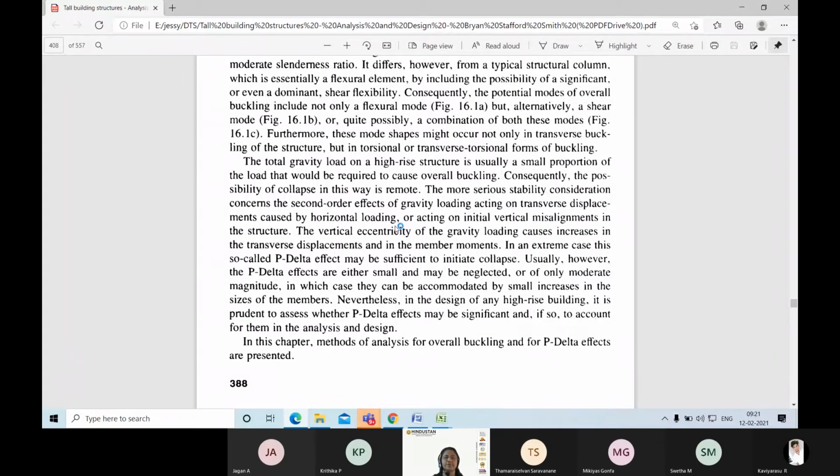So the more serious stability consideration concerns the second order effects of gravity loading acting on transverse displacements caused by horizontal loading. This also I explained last class. This we will be discussing later. There is a second order effect. The first order effect is just the deflectional load. That is the first order analysis. When there is a cantilever, I'll just open a PPT also. It is one minute.